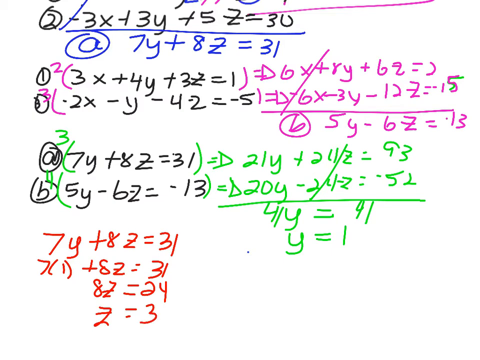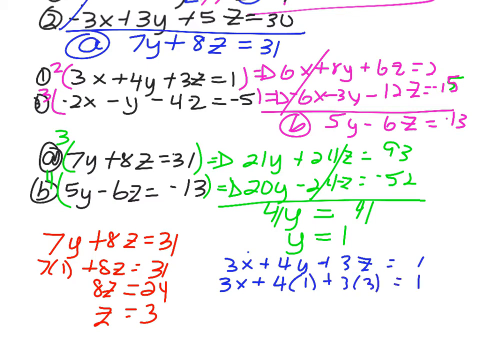And now I'm going to take the z and the y and plug it into one of my originals. I'm going to plug it into 3x plus 4y plus 3z equals 1. So it's 3x plus 4 times 1 plus 3 times 3 equals 1. So 9 plus 4 is 13. So it's 3x plus 13 equals 1. Minus 13 from both sides, we get negative 12. So divide by 3, we get x is equal to negative 4.